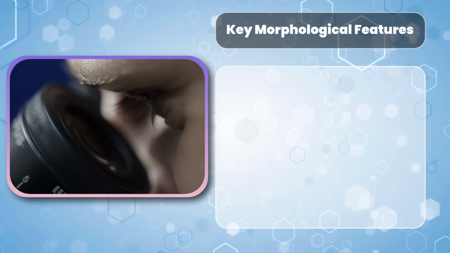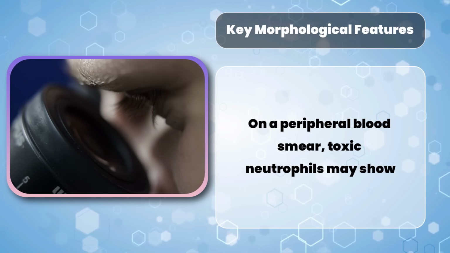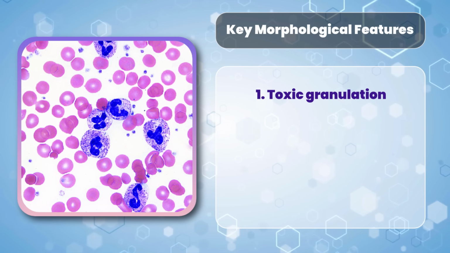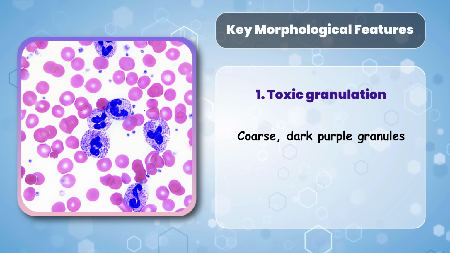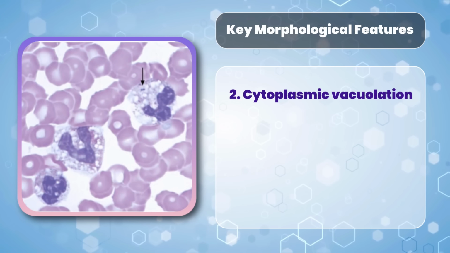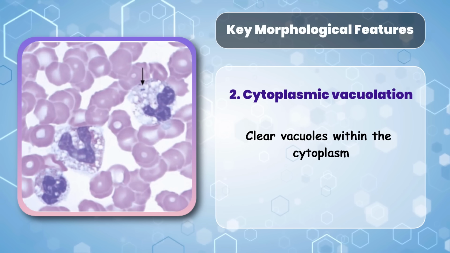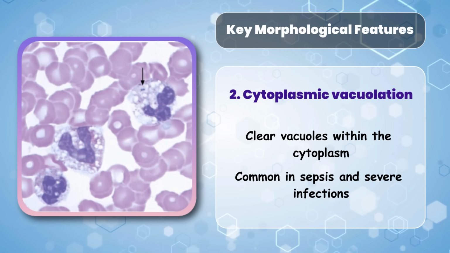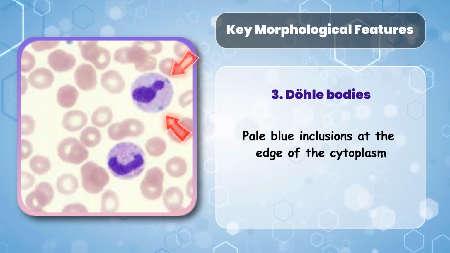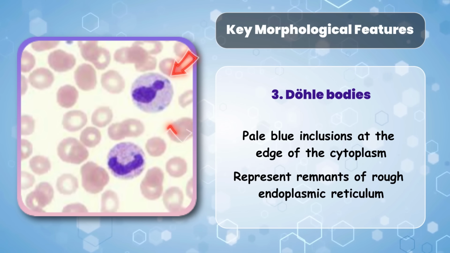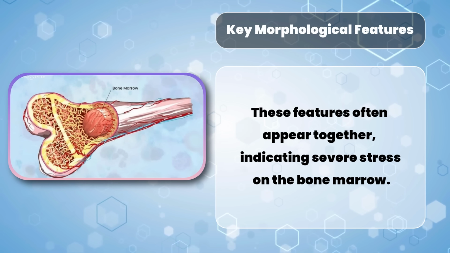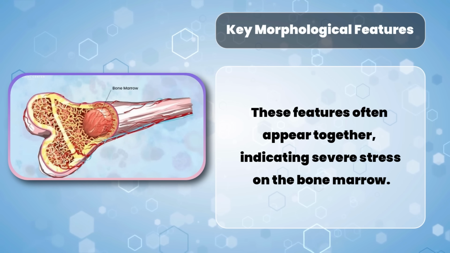Key morphological features. On a peripheral blood smear, toxic neutrophils may show: 1. Toxic granulation, coarse, dark purple granules, represent increased primary granules. 2. Cytoplasmic vacuolation, clear vacuoles within the cytoplasm, common in sepsis and severe infections. 3. Döhle bodies, pale blue inclusions at the edge of the cytoplasm, represent remnants of rough endoplasmic reticulum. These features often appear together, indicating severe stress on the bone marrow.